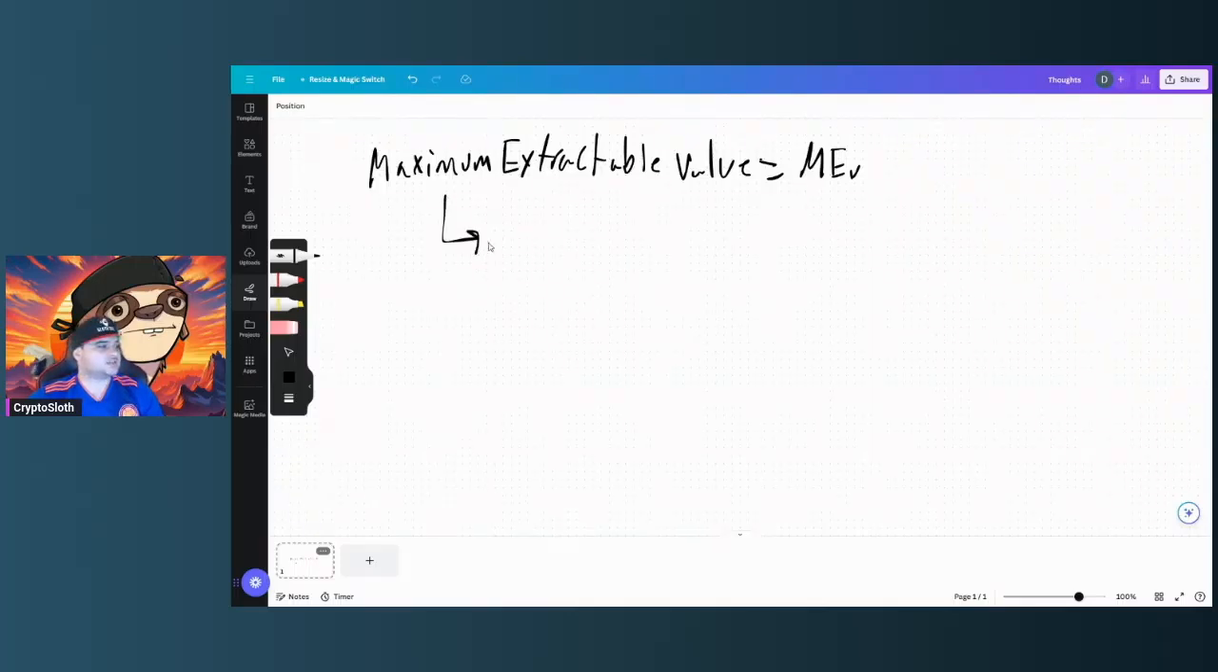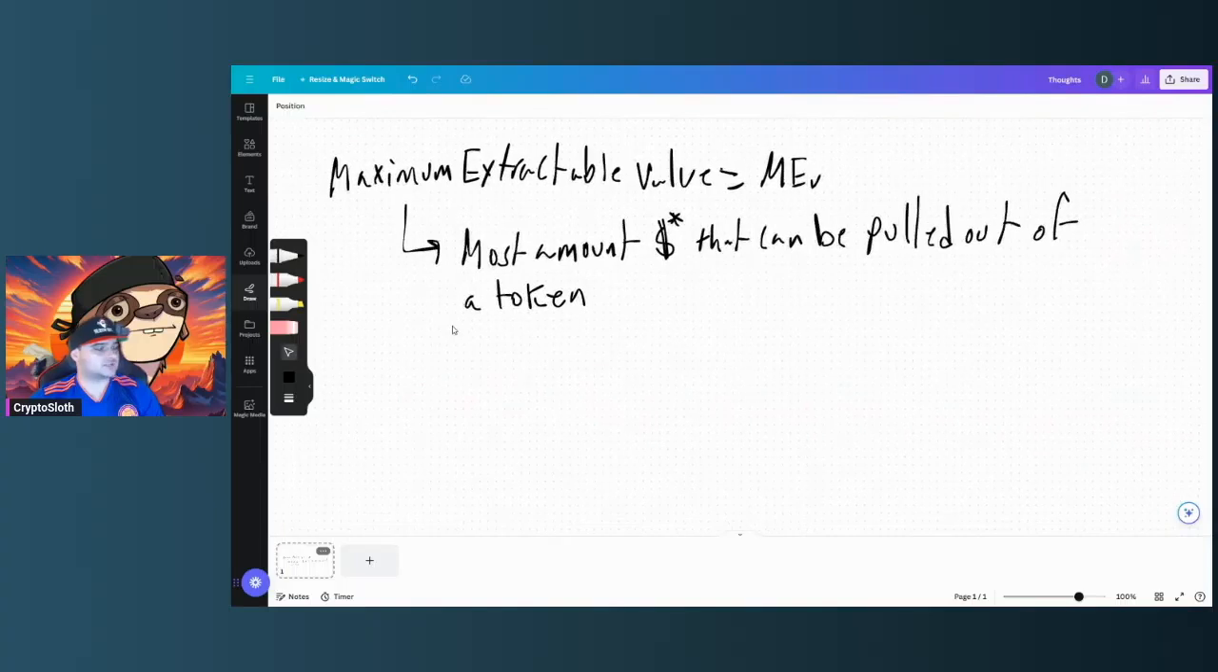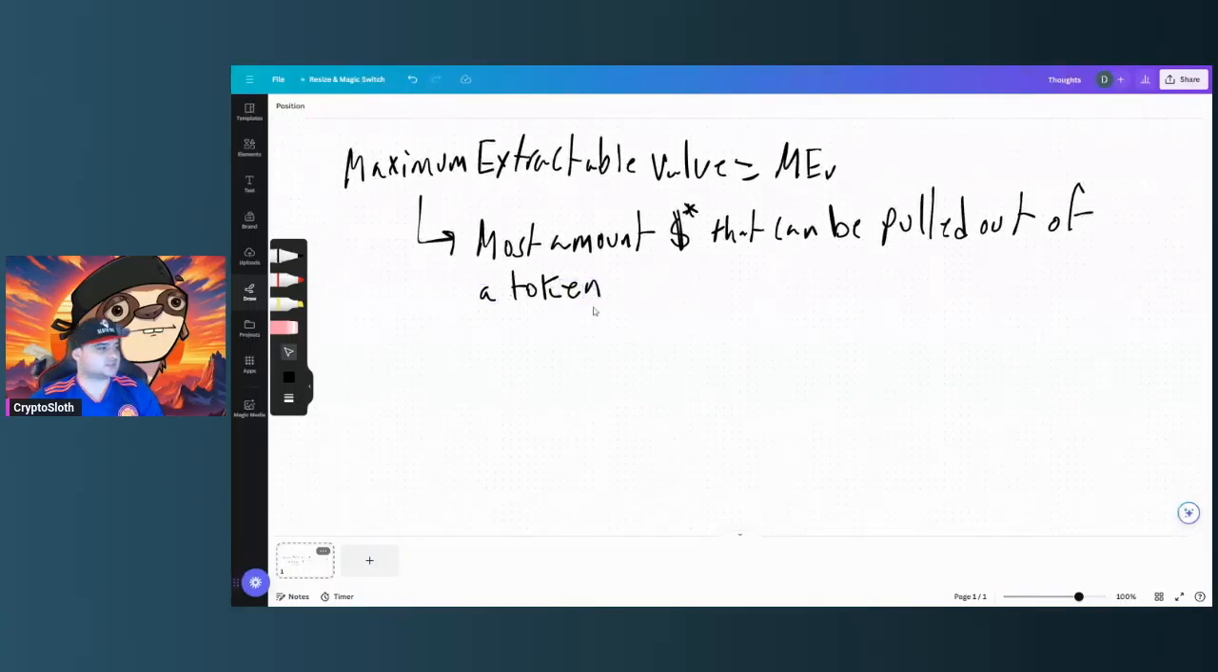And what this means is the most amount of money, and then money is subjective, so I'm going to put a star over it. Most amount of money that can be pulled out of a token. So let's just break this down a little bit more and kind of explain what exactly this means.